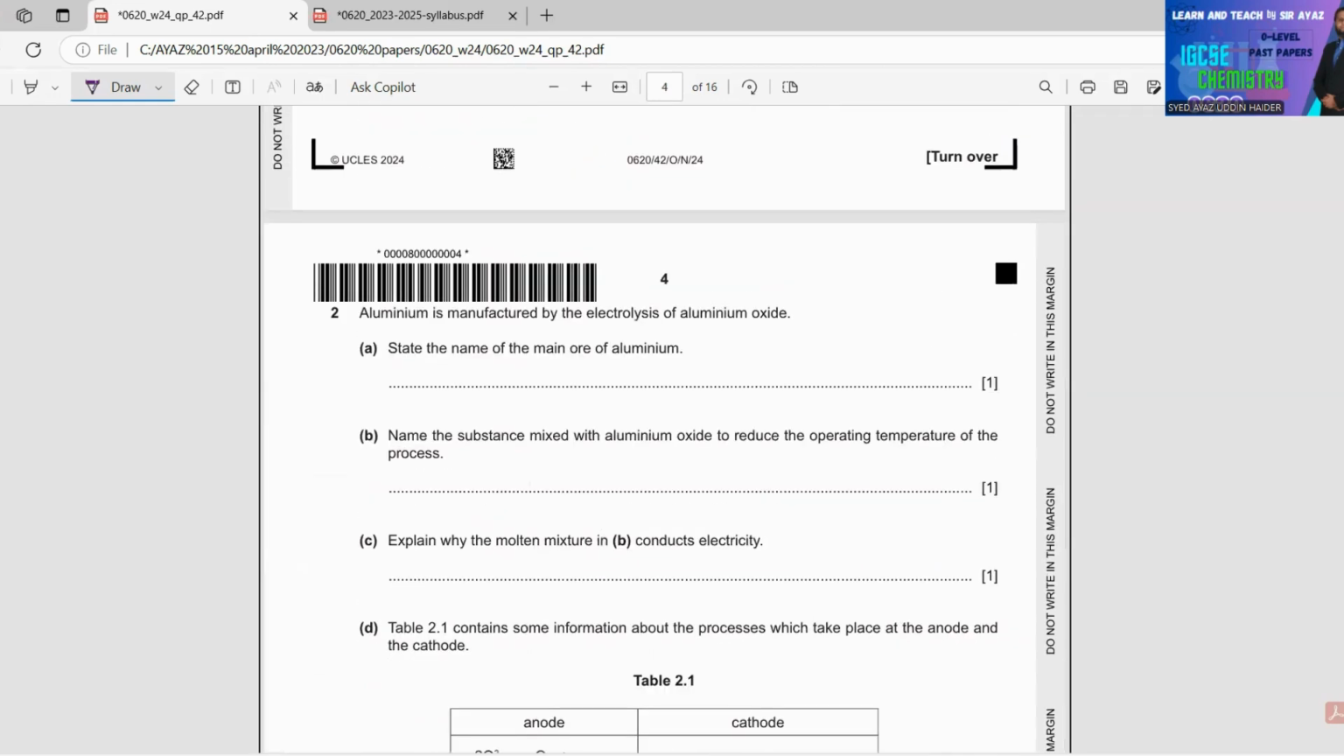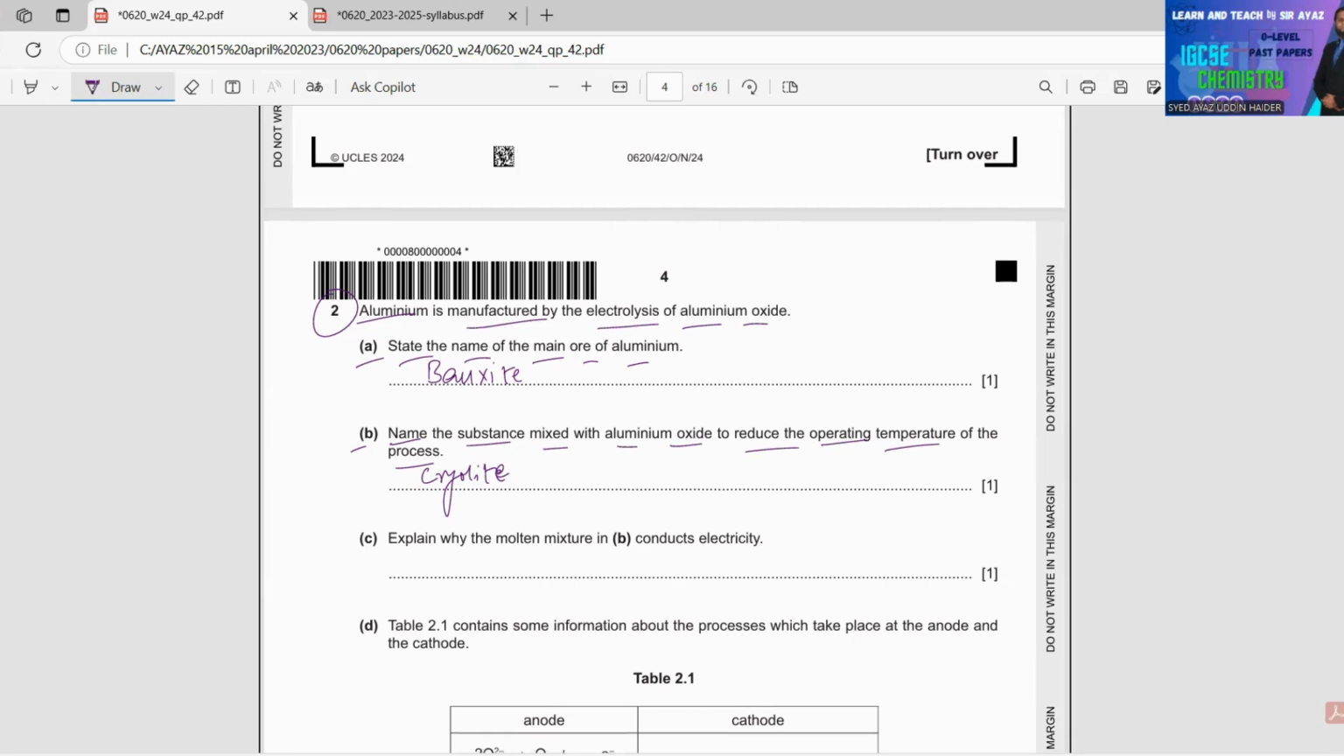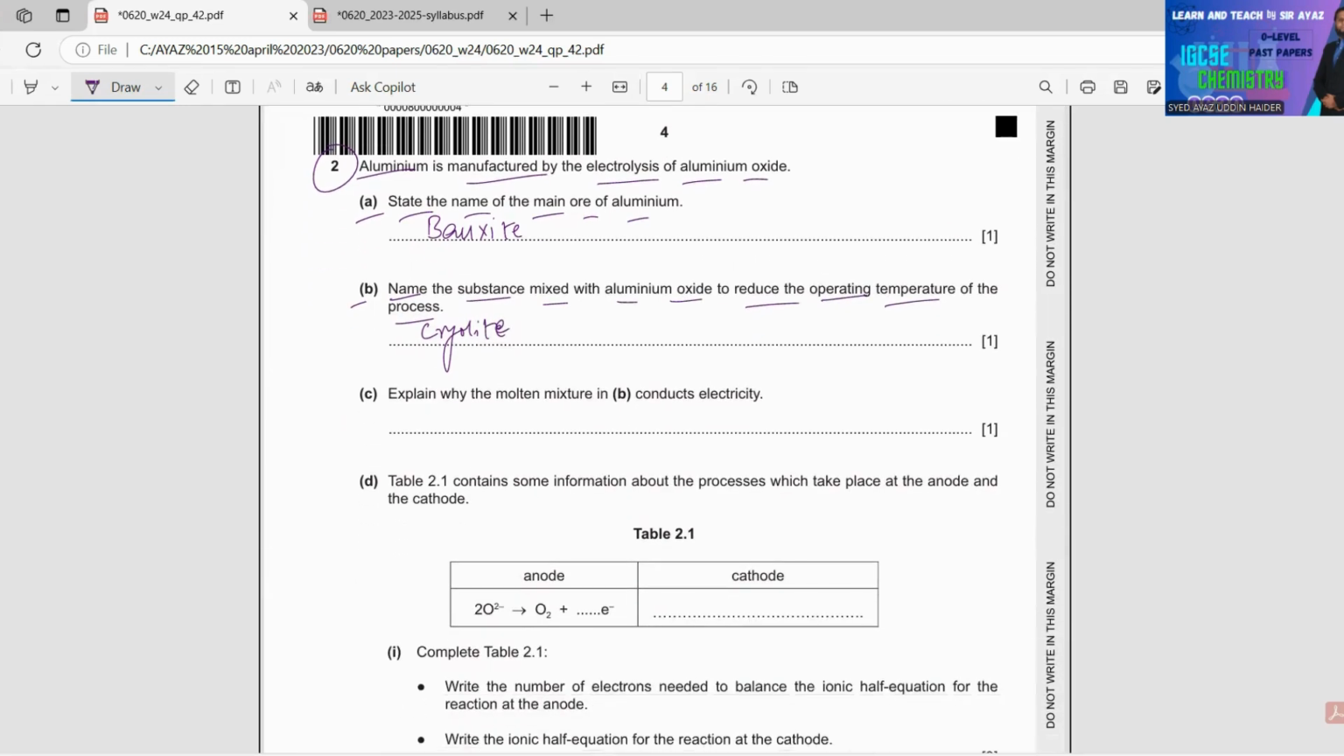Moving to the next question, which is question number 2. Aluminium is manufactured by the electrolysis of aluminium oxide. A. State the name of the main ore of aluminium. It's learning by heart. So we have the ore bauxite. So I will write bauxite here. Part B. Name the substance mixed with aluminium oxide to reduce the operating temperature of the process. It's cryolite. It's used to reduce the melting point, acting as a solvent, or reduce the operating temperature of the process.